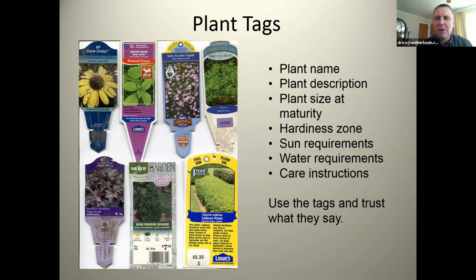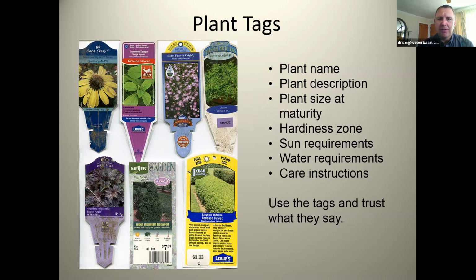Pay attention to the sun requirements: shade, full sun, part sun. Then it has water requirements and care instructions, like if it should be cut back every year, if it should be left, if it develops a little bit more of a woody structure, and so forth. So for the most part, those plant tags are going to be accurate.